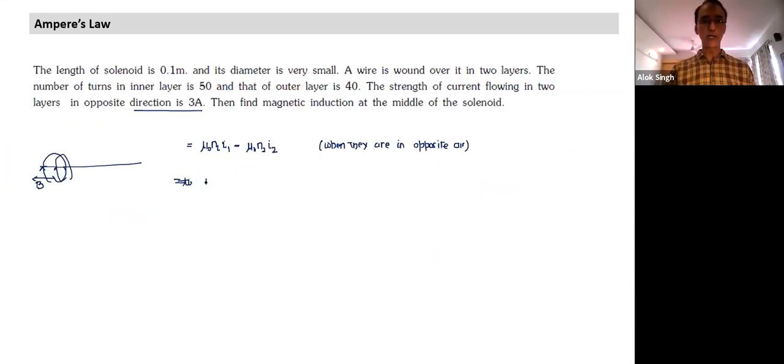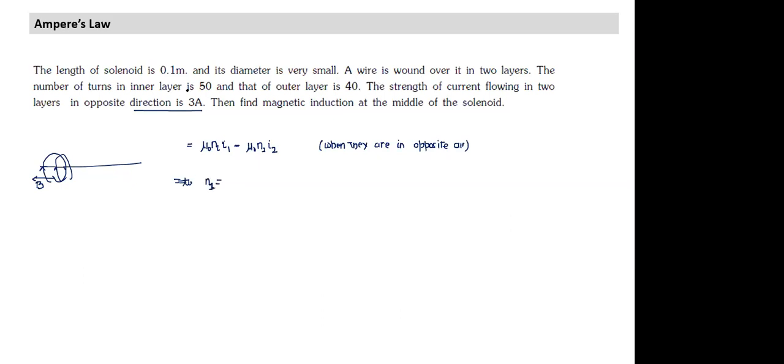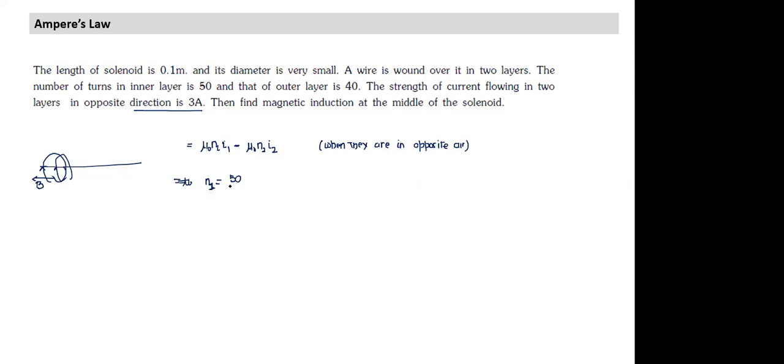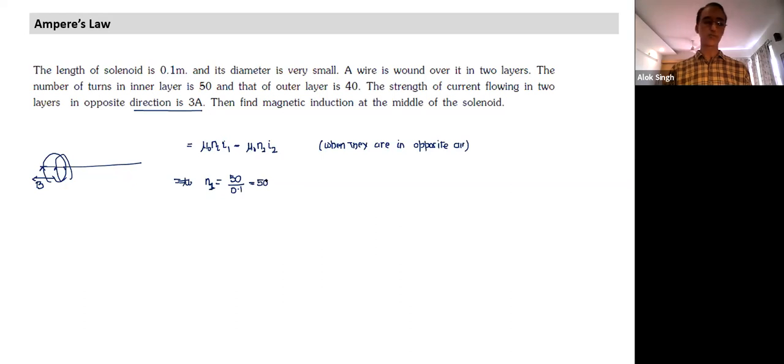But what is N1 here? The inner layer has 500. No, N is not the number of turns. N is the number of turns per unit length. The number of turns is 50, divided by 0.1, that becomes 500. So N1 is 500, and what is N2 equal to? N2 is equal to 400. So if you write the final answer: mu naught, 500 into I, opposite direction, so minus 400 into I. That's the field.